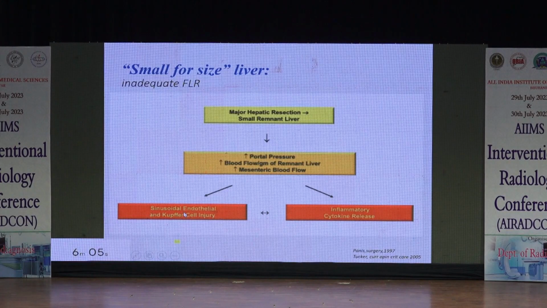What happens is that the amount of portal blood flow to the liver remains the same, but the liver decreases in size after hepatectomy. If it is also compromised, like with background fibrosis, then this small compromised liver takes the whole load of the high portal pressure and high portal flow, and that leads to small for size syndrome, which clinically manifests postoperatively as deranged liver function and ascites.